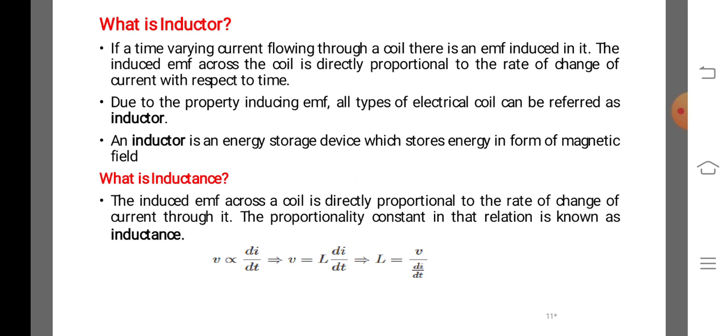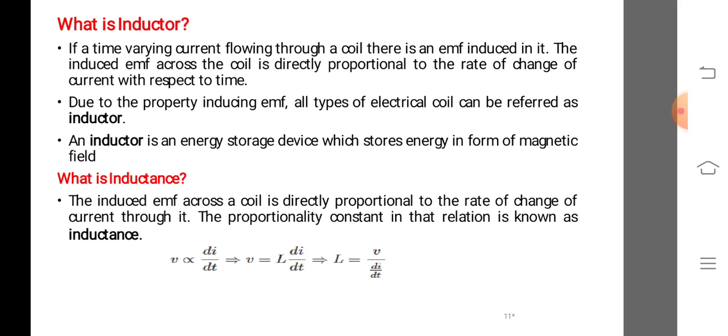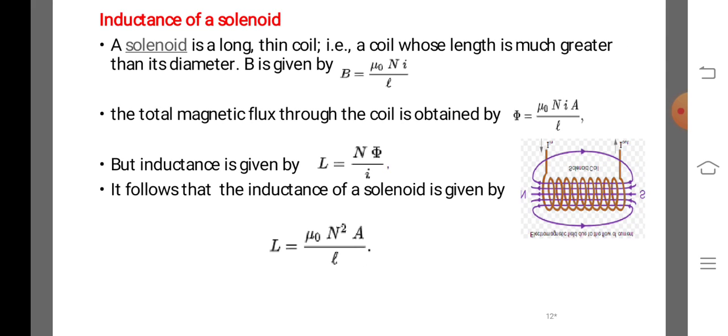Then we know what inductance is. The induced EMF across a coil is directly proportional to the rate of change of current through it. The proportionality constant in the relation is known as inductance. So we can get V proportional to di by dt, which gives V equals L into di by dt. So we can get L equals V by di by dt.